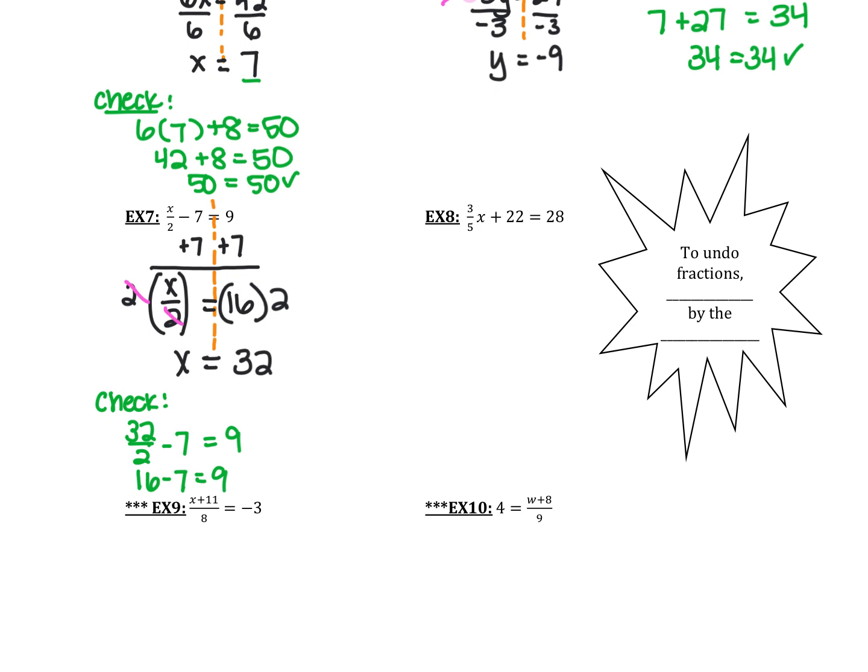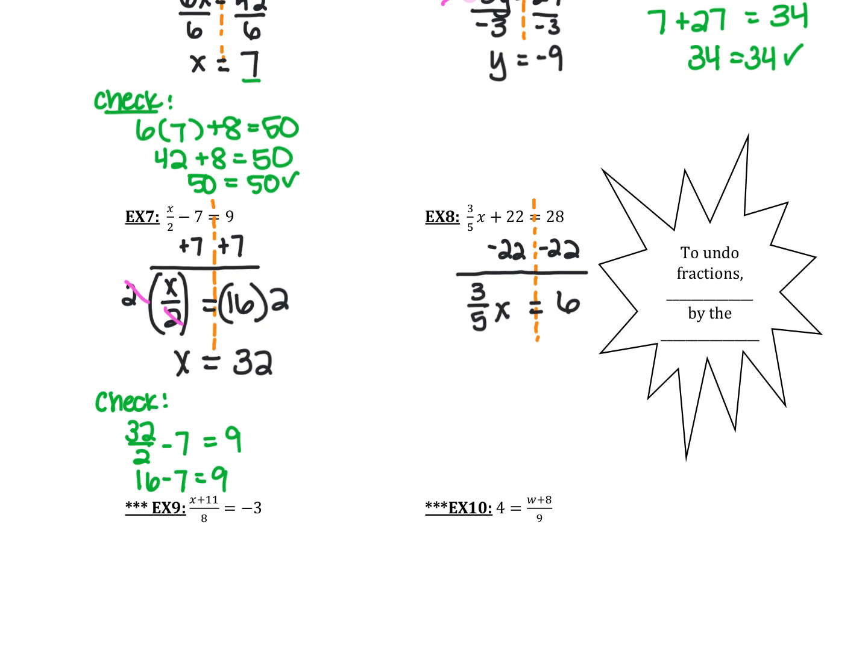All right, I've got a kind of funky one. It's number 8. So why don't you try number 8 and see if you get stuck anywhere. All right, hopefully what you did is you drew your line down to say, hey, what I do to one side, I'm going to do to the other. If you need that, you don't have to. I'm then going to subtract 22, which is the inverse of adding 22. So subtracting 22 will undo it. And it leaves me with this fraction. 3/5 x equals 6.